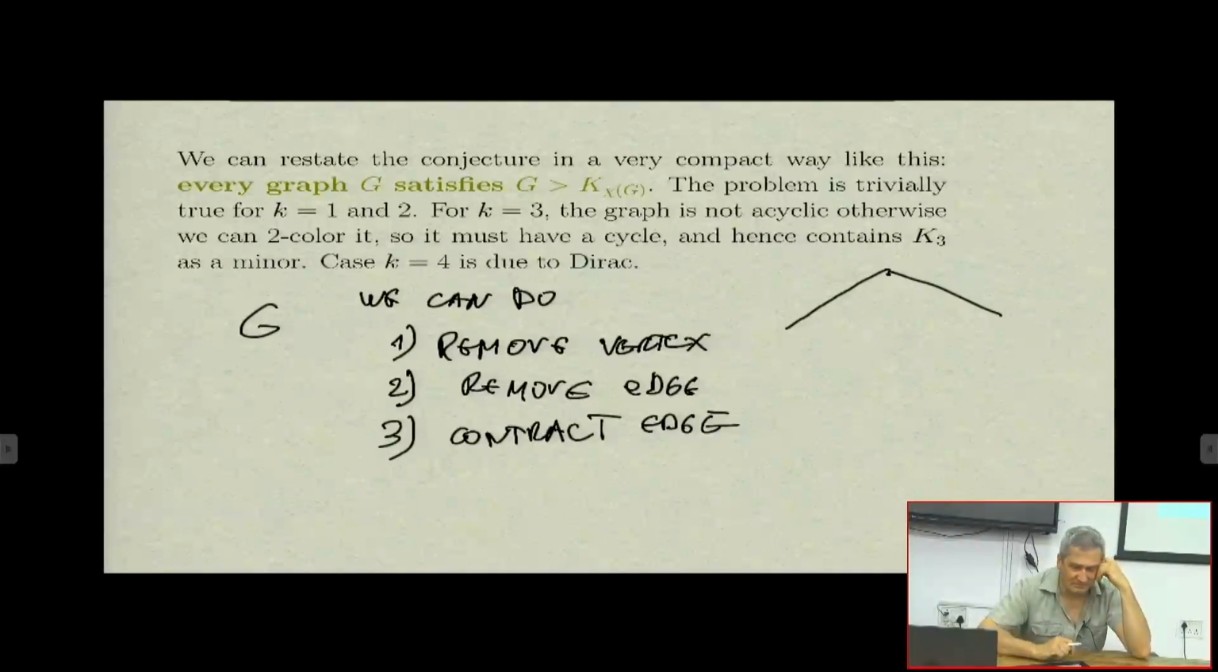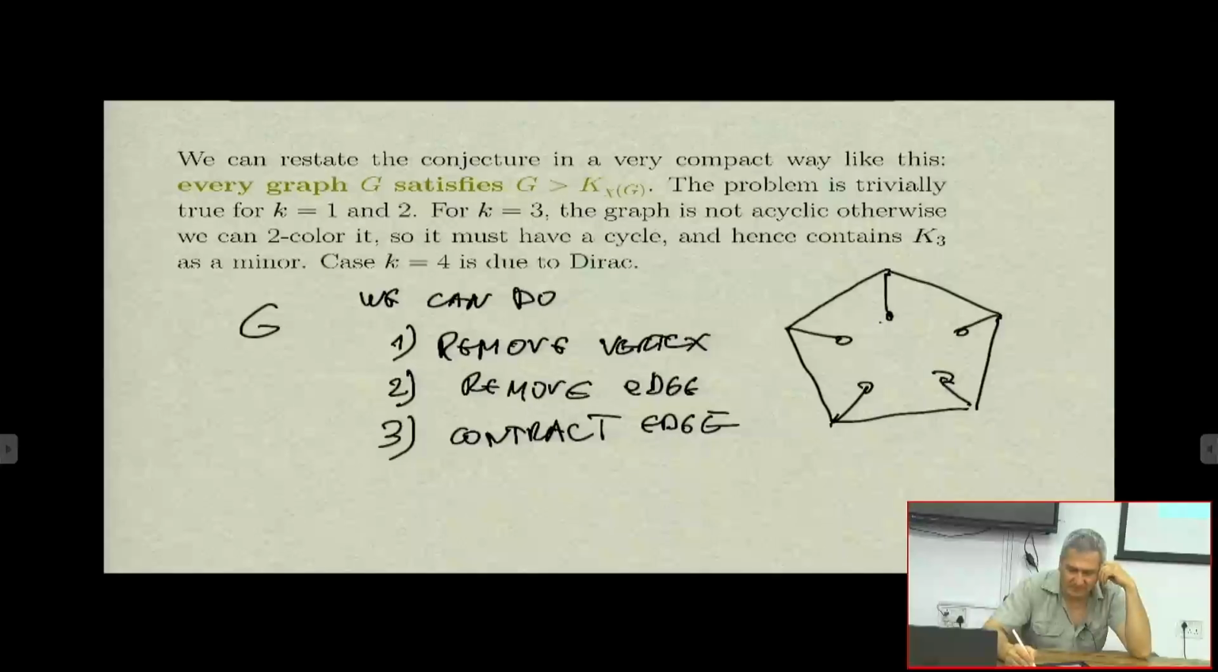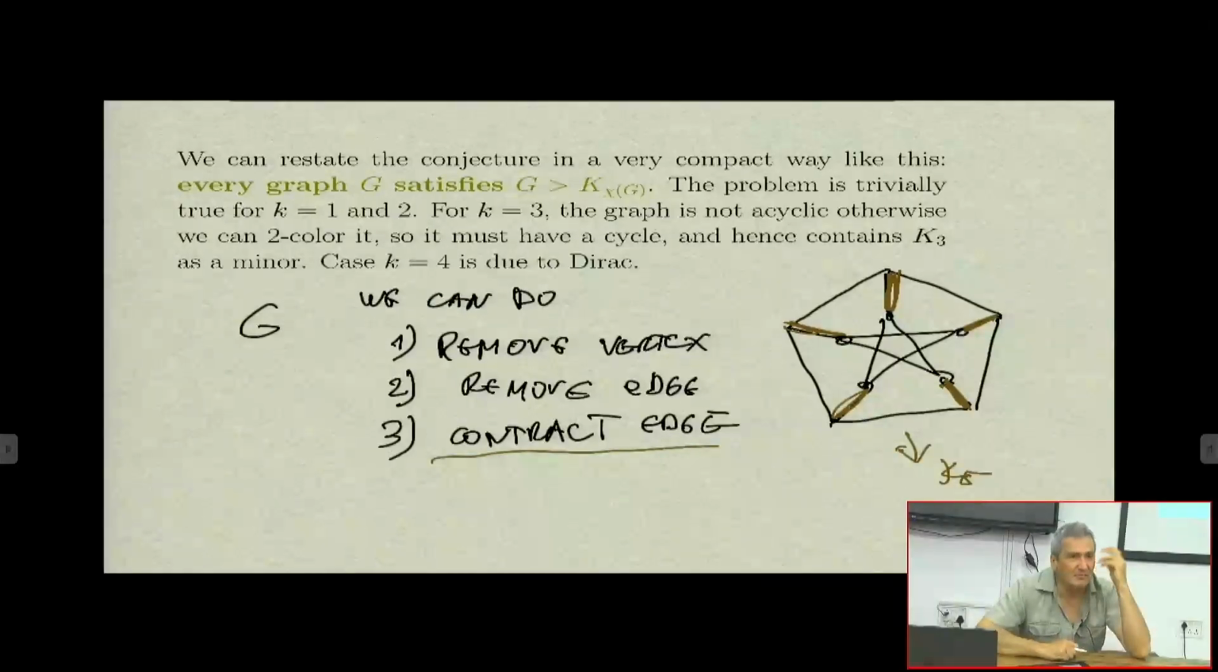No. Anyway, no snark is planar, but we will prove it now with this minor theorem. Look, I draw. This is Petersen. Now I will apply this operation, contract edge. I will contract this edge, then this edge, then this edge, then this edge, and I will contract this edge. What am I going to get? K5. And this is a proof that Petersen is not planar, yes?